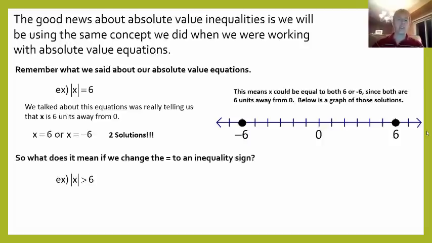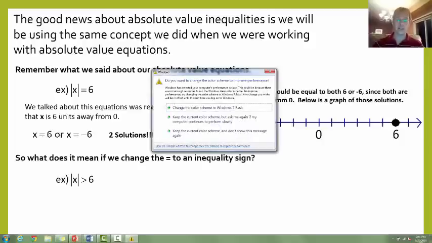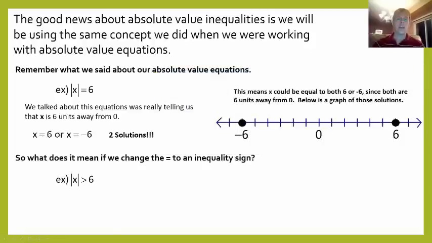So what happens now when we change our equal sign into an inequality sign? Well, we're going to use the same thought process, and we use the definition again, guys. When we see that the absolute value of x is greater than 6, what that's really saying is x is greater than 6 units away from 0. Another way to say it is x is more than 6 units away from 0. Well, think of a number that's more than 6 units away from 0. We might think 7, or 8, or 9, or 10, and those are correct. Those are all numbers that are more than 6 units away from 0.